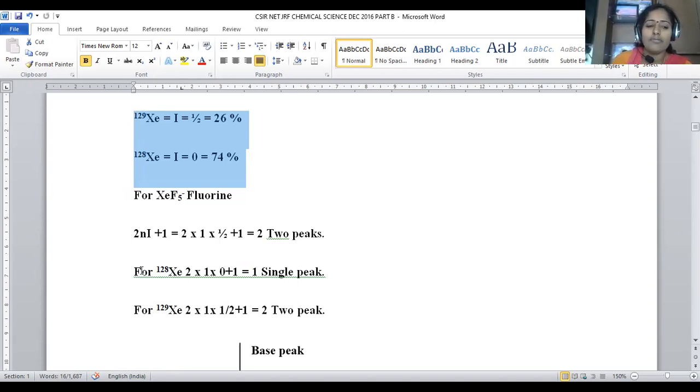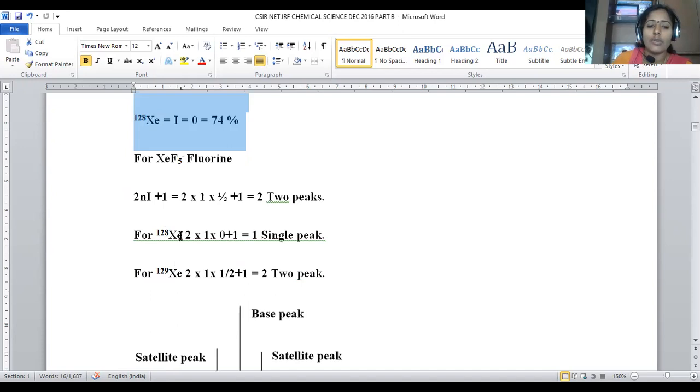When we apply 2nI plus 1 for xenon-128, how many xenon atoms are there? Only one xenon. So 2 into 1, where n denotes the number of xenon-128 atoms. Only one is there, and whose angular momentum value is 0. So into 0, and plus 1 will be taken. This 0 multiplied with any integer becomes 0, and plus 1 will be there. So for xenon-128, the number of possible peaks is only one.